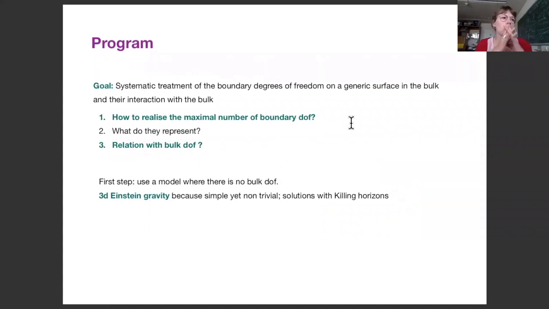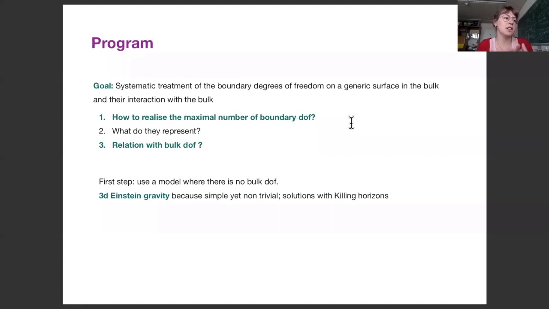So we wanted to study systematically these boundary degrees of freedom on a generic surface in the bulk. And so we don't want to put boundary conditions. We don't want to impose extra structure, because we want really to describe the maximal setup. So that's the first question we ask. And after, we want to understand what they represent physically, those boundary degrees of freedom, and also what the interaction is between the bulk degrees of freedom, so the graviton, and the degrees of freedom living on the boundary.